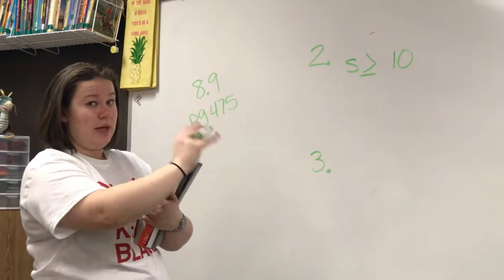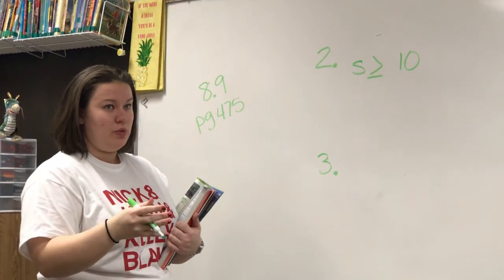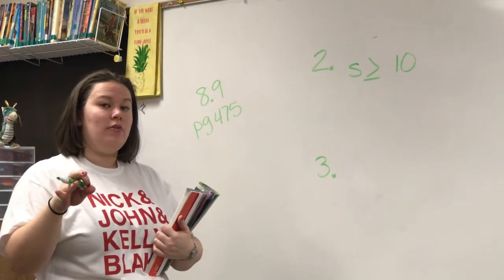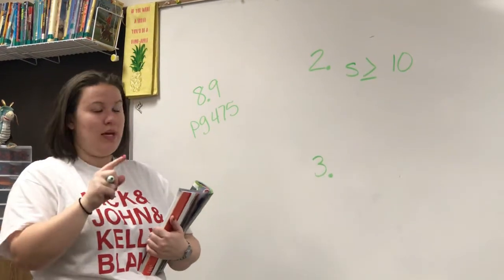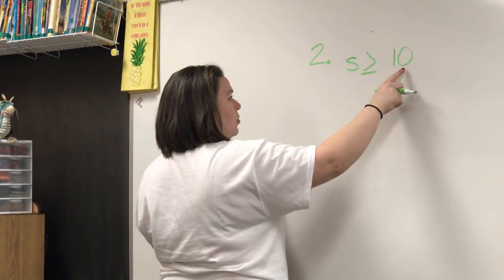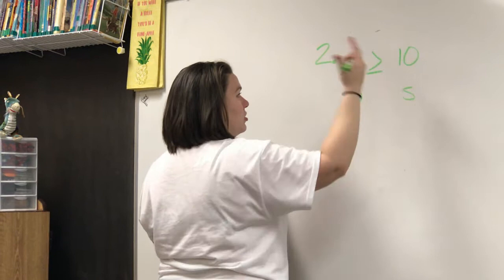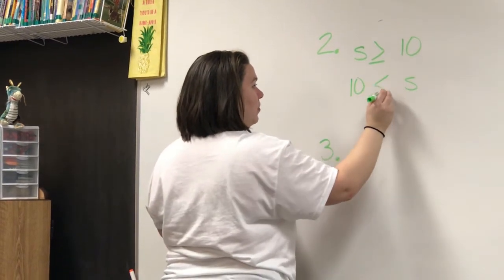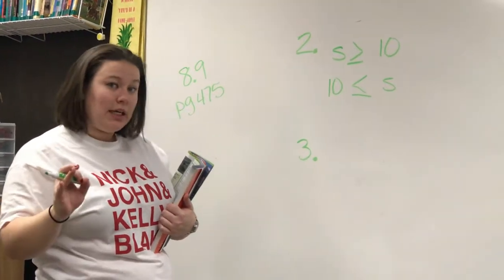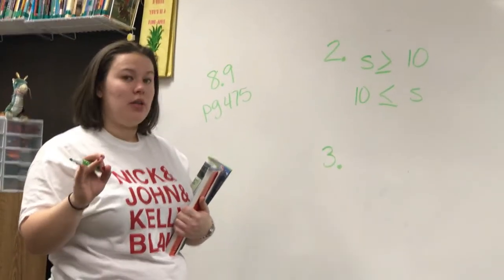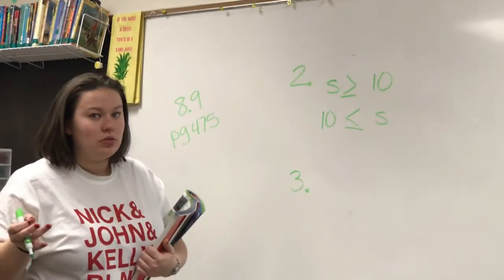As easy as this is, because you just put it in the order that it reads it to you, I want you to challenge yourself, and I actually want you to flip it so that it's true both ways. So I would switch the 10 and the S, and I would also switch the direction of the symbol. Both of those inequalities are the exact same thing. They're just written reversed. Okay?